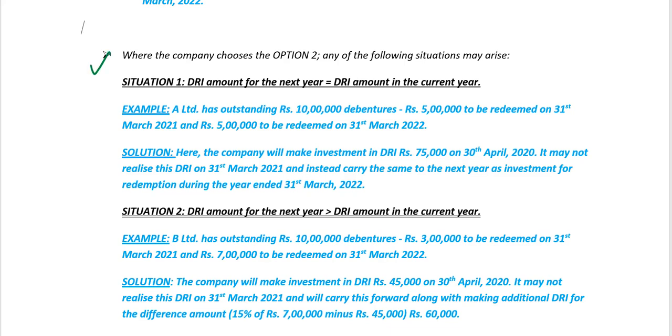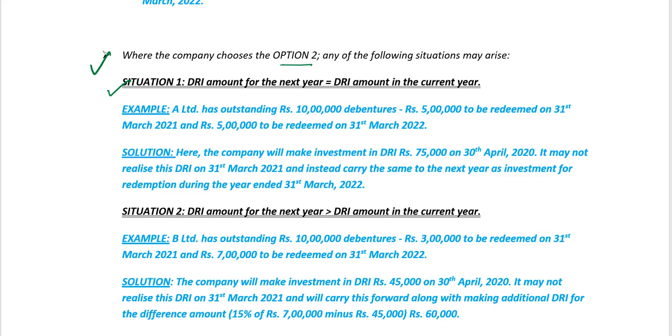Now, where the company chooses the second option, any of the following situations may arise. We have three situations. In the first situation, the DRI amount for the next year is equal to the DRI amount in the current year. We'll understand this by means of an example.